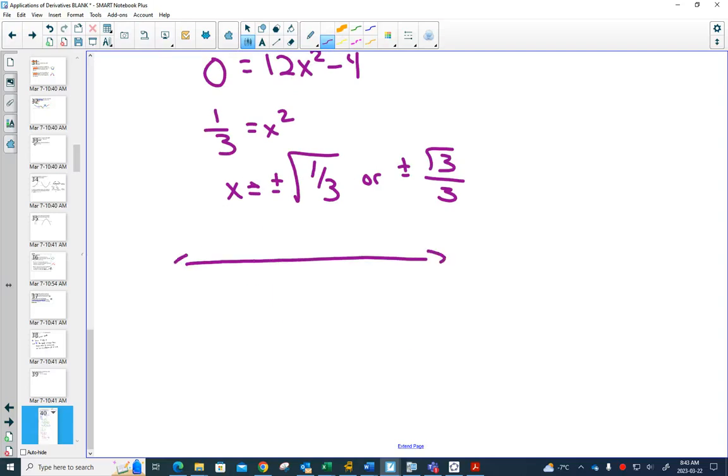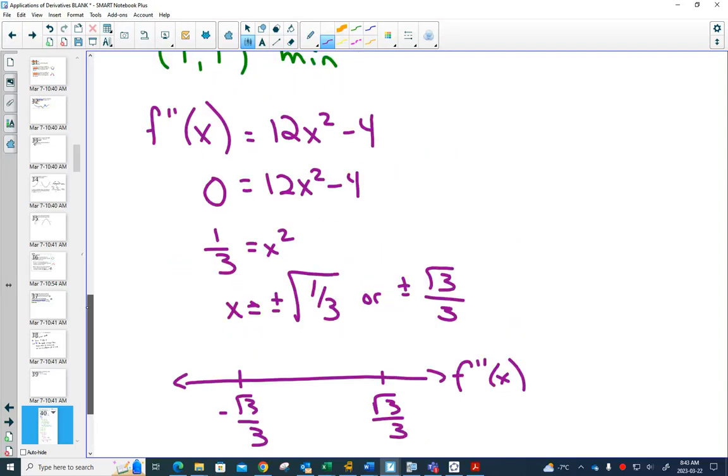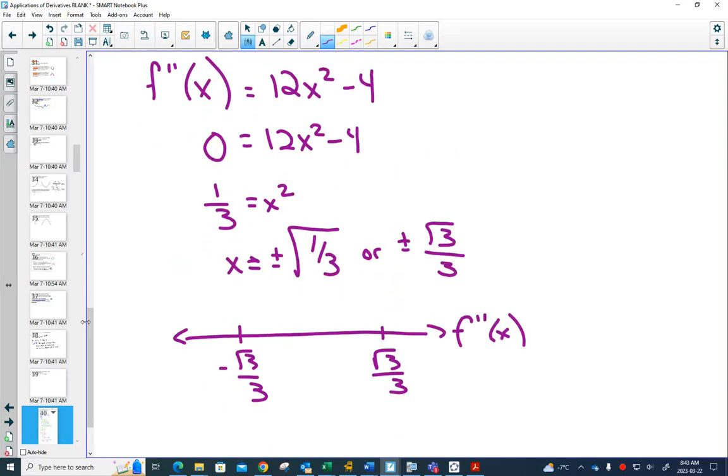Again, now we make our number line for our second derivative. We would put minus √3/3 and positive √3/3 on there. Plugging in values to check. Since we don't have a factored form here, we'd actually have to plug in values. I hope that 0 would be an easy one to see, first of all, that this section in between negative √3/3 and √3/3 would have to be negative.